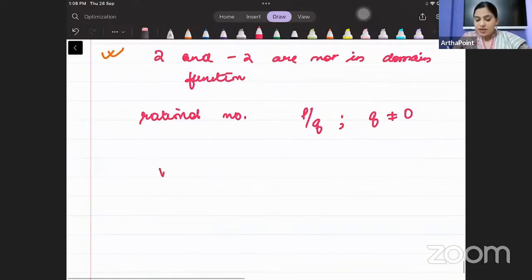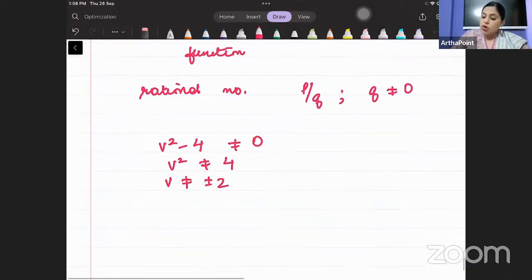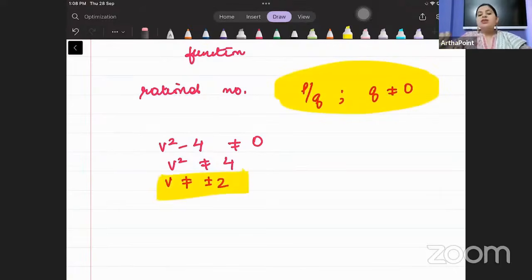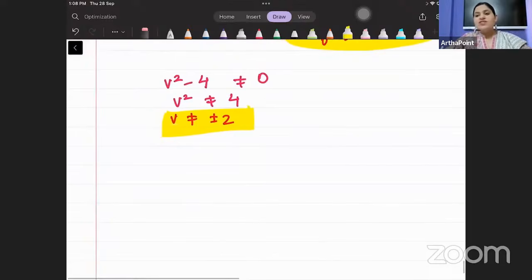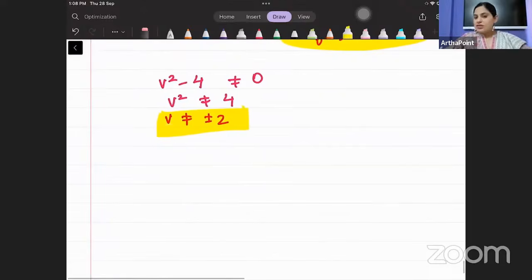But beta, here my denominator is v square minus 4. I don't want it to be equal to 0. So v square should not be equal to 4. So v cannot be equal to plus minus 2. So this function is defined for all values except plus minus 2. So if this is not in the domain itself, this function cannot be continuous.